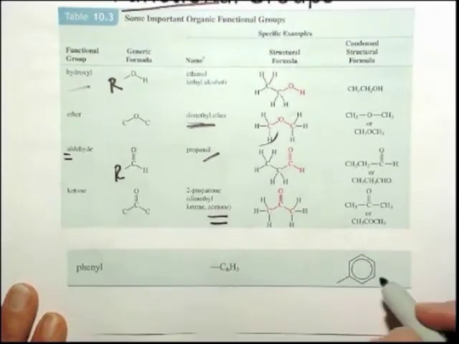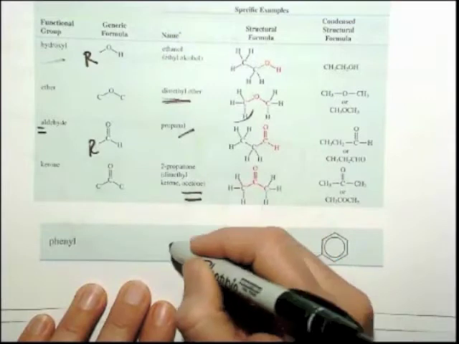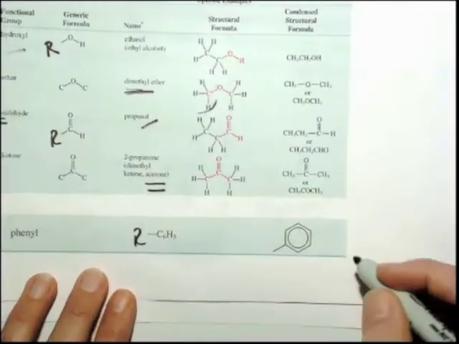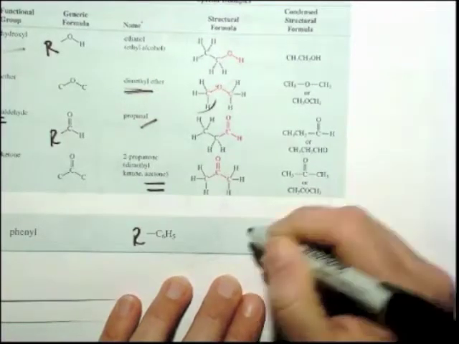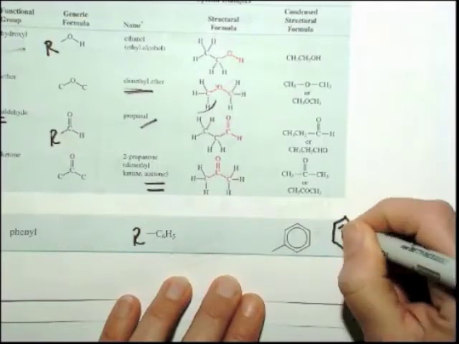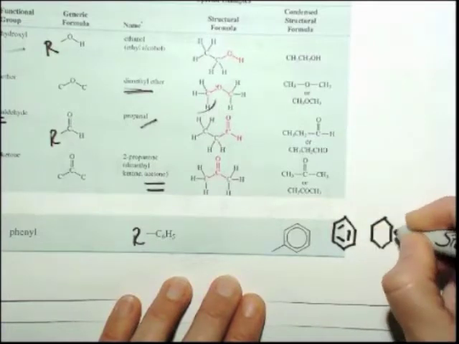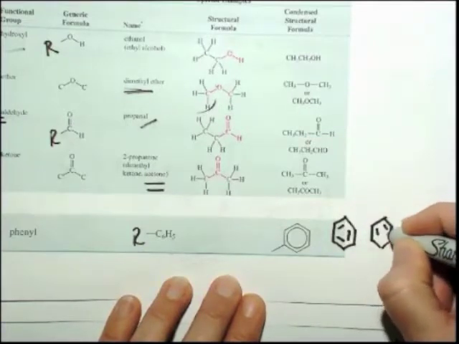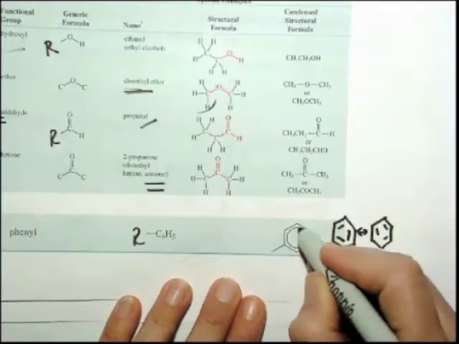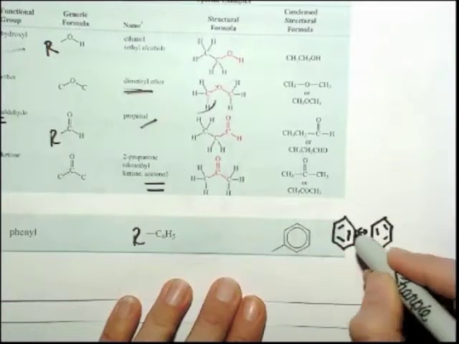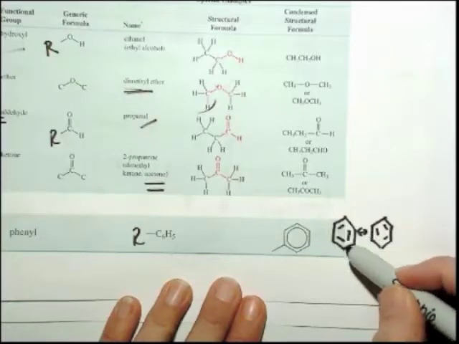The phenyl group is considered a functional group. It's C6H5, and it would be stuck to the rest of the molecule. This is the symbol that's used, but you need to know that it's the same thing as a benzene ring, only it's stuck to the rest of the organic molecule. The benzene ring is a cyclic hydrocarbon with 3 double bonds, and because the double bonds can exist in these 2 conformations, this is actually a resonance structure, and it's drawn like this with the circle in the middle to indicate resonance.